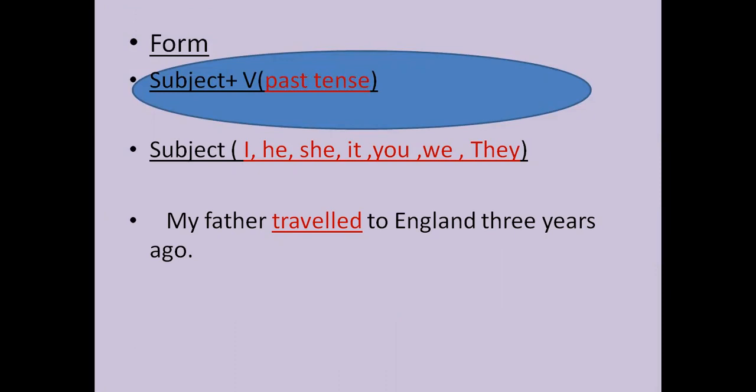So in this sentence, we start with the subject, my father, and we put the verb travel in the past tense. So we put it in the form of past. So we change travel into traveled. My father traveled to England 3 years ago.